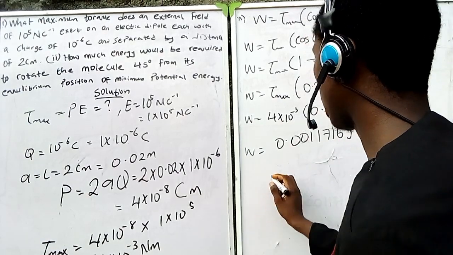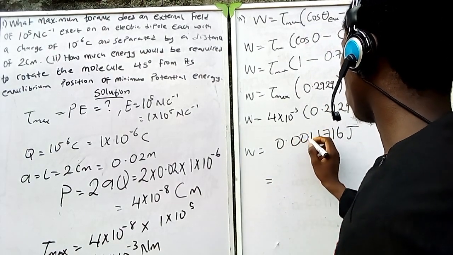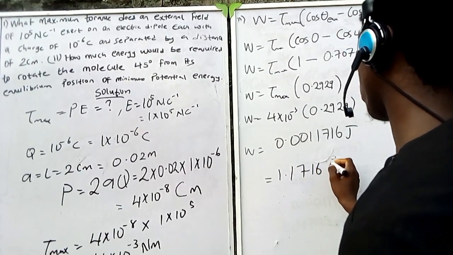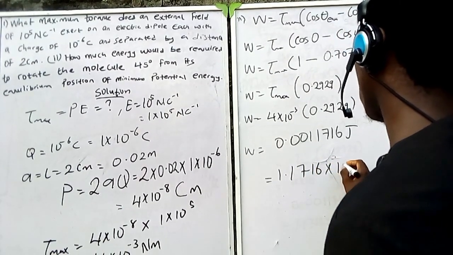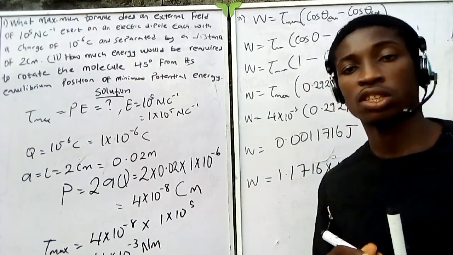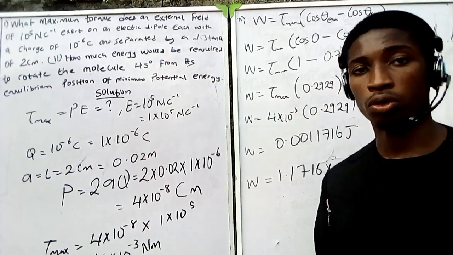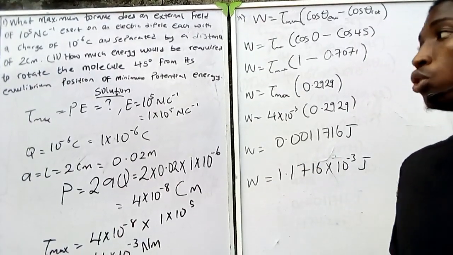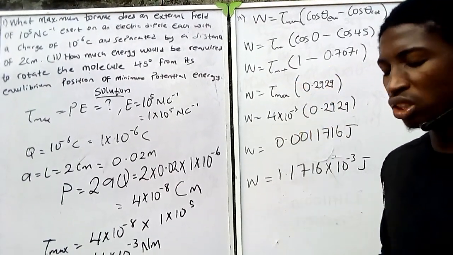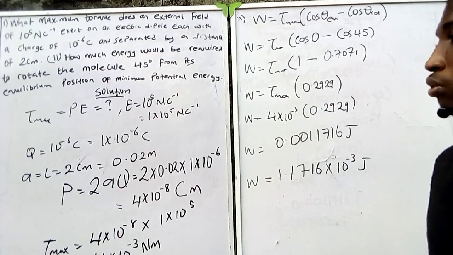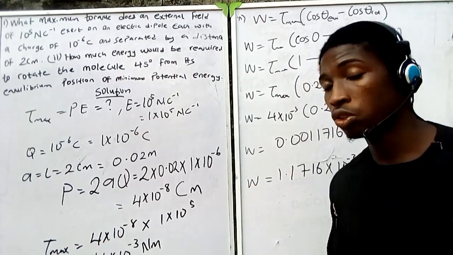And if I put that in standard form, I have 1, 2, 3, so 1.1716 times 10 to the power of negative 3 joules. So this is the answer for the work done. Alright, so this is all for this. So just remember how to solve your question: write your parameters, write your equation needed, change everything to SI units, right? And then you solve. And that's all for this question.